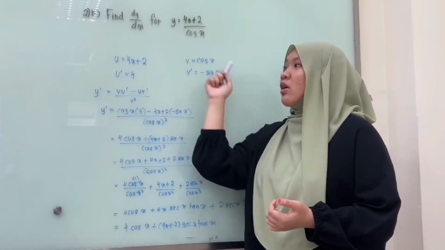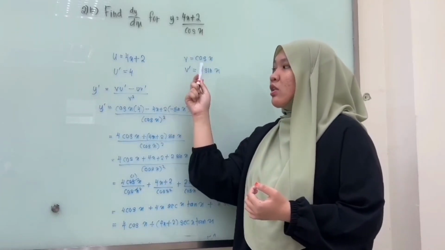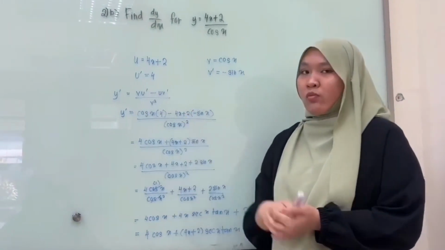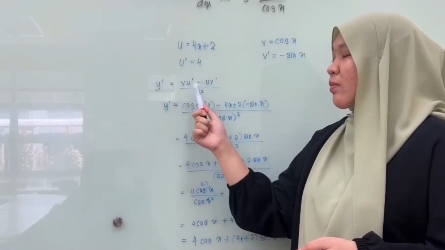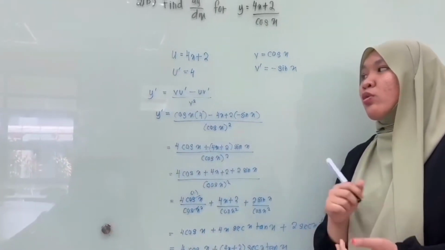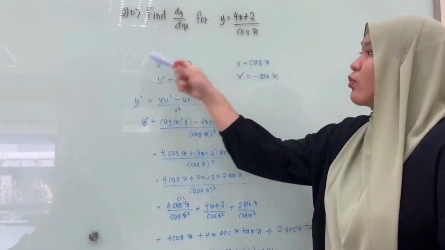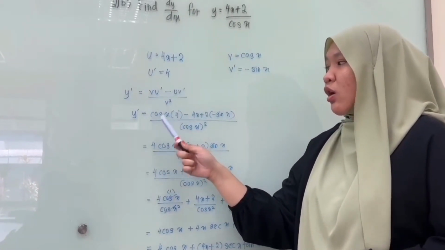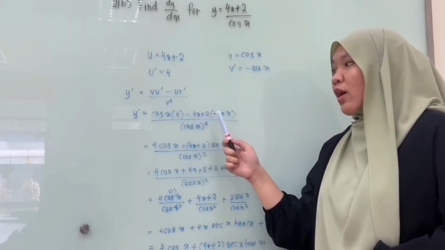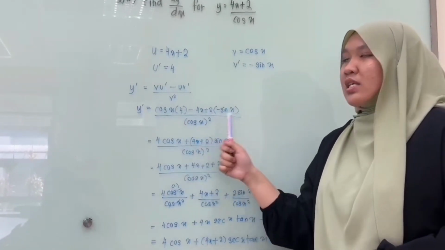So after we get both derivatives, we must include them into the quotient rule formula. The quotient rule formula is y prime equal to v multiply u prime minus u multiply v prime, divided by v squared. So we must put this into this formula. We will get y prime equal to cos x multiply 4 minus 4x plus 2 multiply negative sin x, divided by cos x squared.